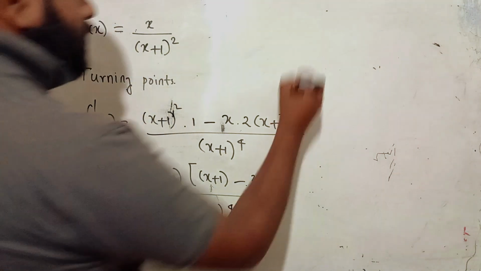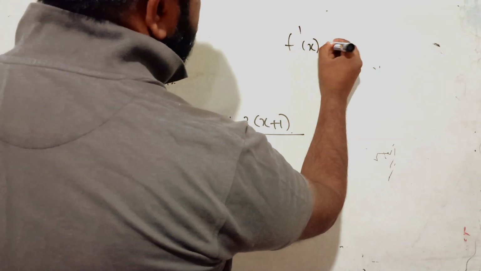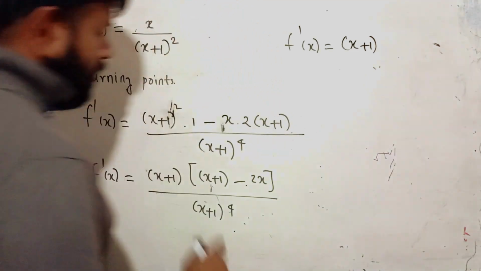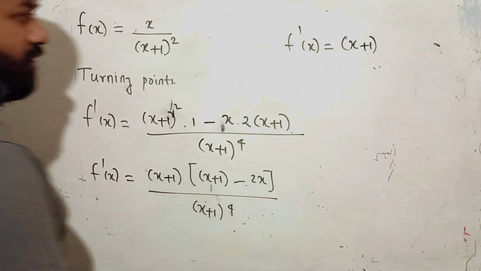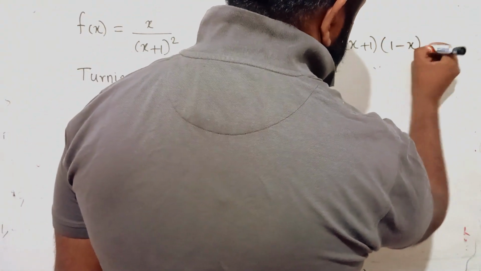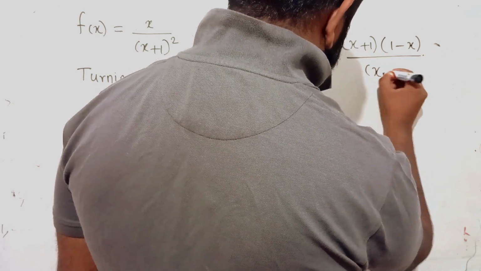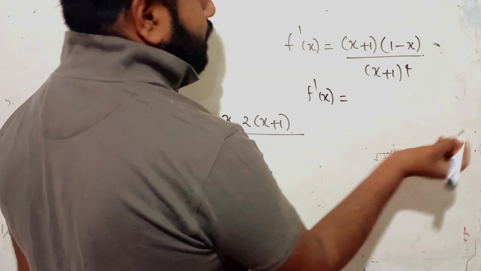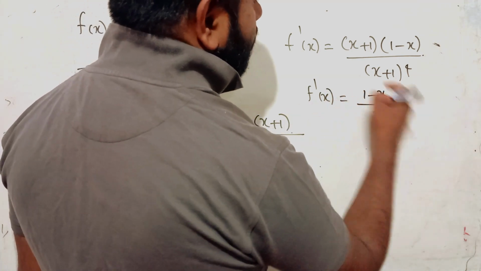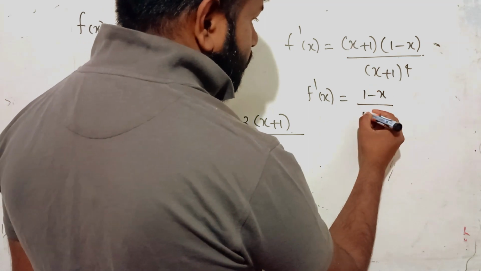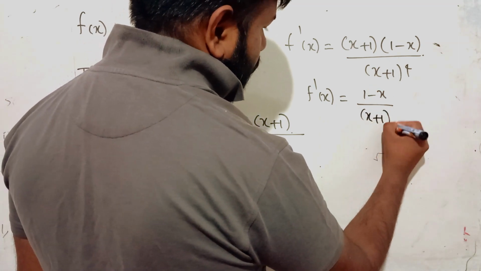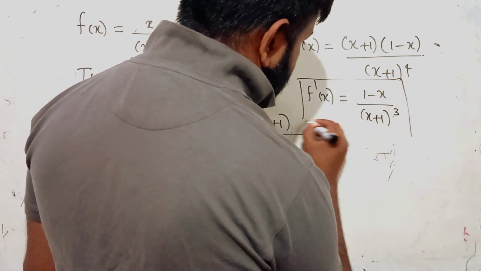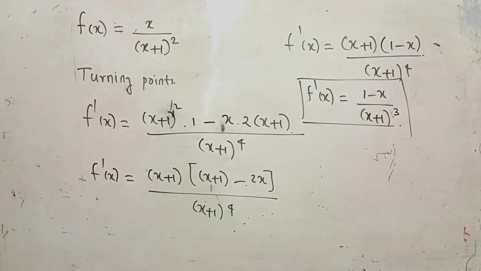If we simplify this, x + 1 minus 2x will be 1 minus x, divided by (x + 1) to the power 4. Now f'(x) is equal to 1 minus x divided by, you can cancel these two, so it's going to be (x + 1) to the power 3. So this is the first derivative of the given function f(x).